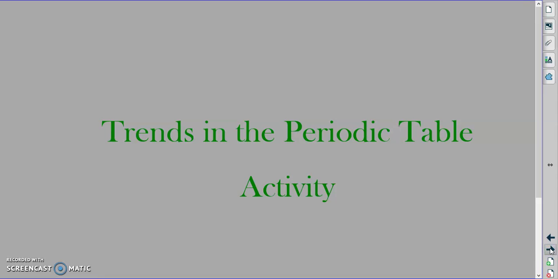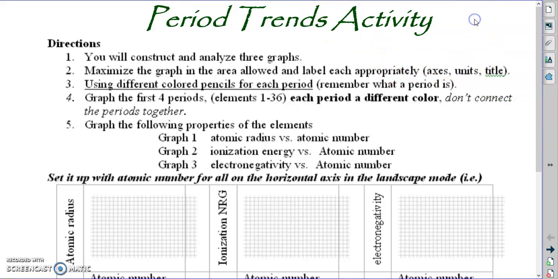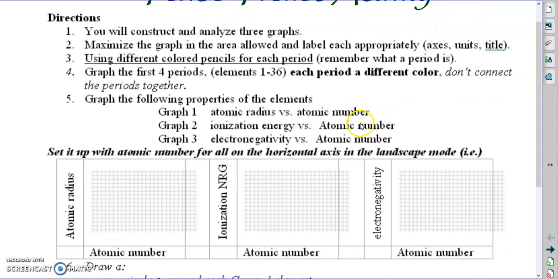It's the trends in the periodic table activity. And to do this, this is online, so this is over on the Schoology. Let me bring this in here and show you what we're doing. For the periodic trends activity, you're going to construct and analyze three graphs. I've given you the graph paper, and it's already set up. One is atomic number versus atomic radius, the other is atomic number versus ionization energy, and the third is atomic number versus electronegativity.